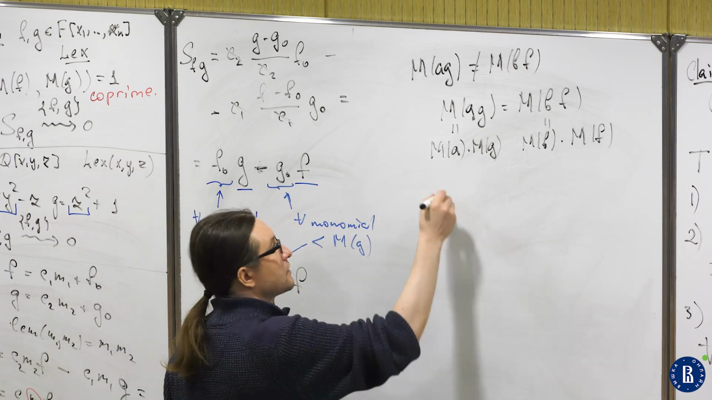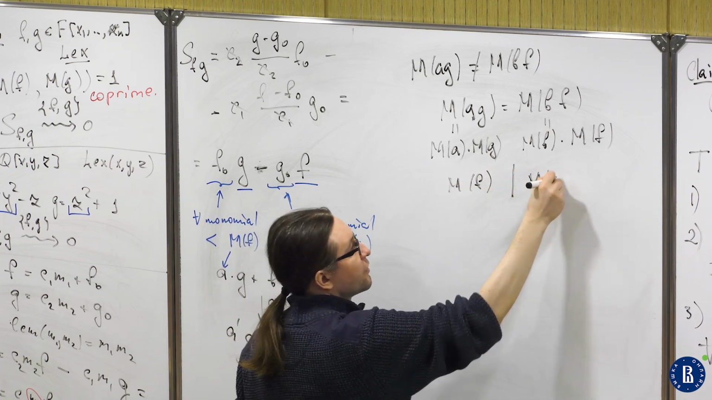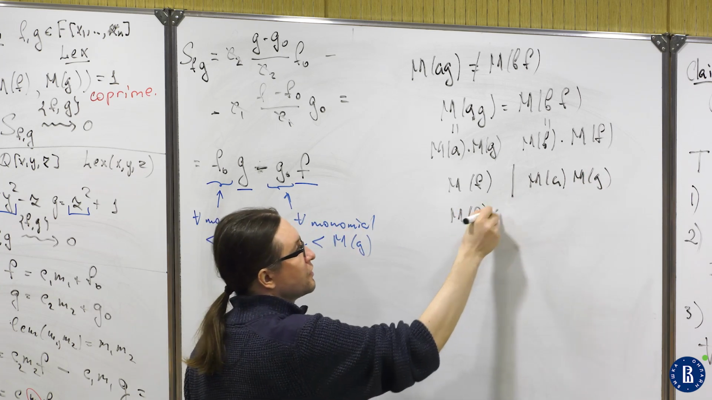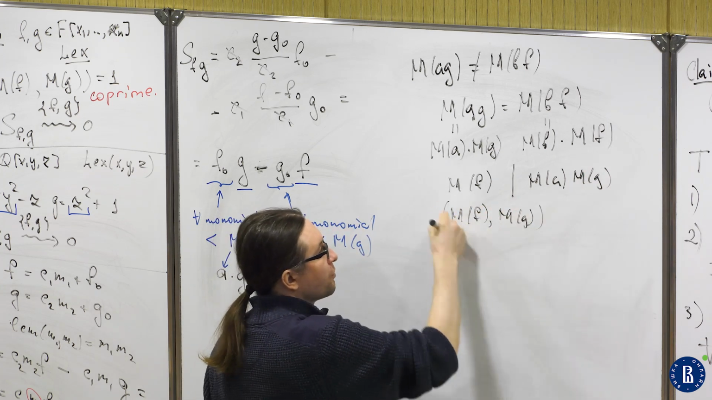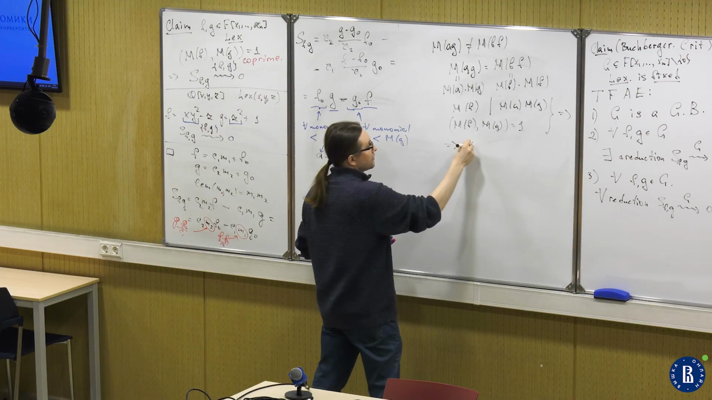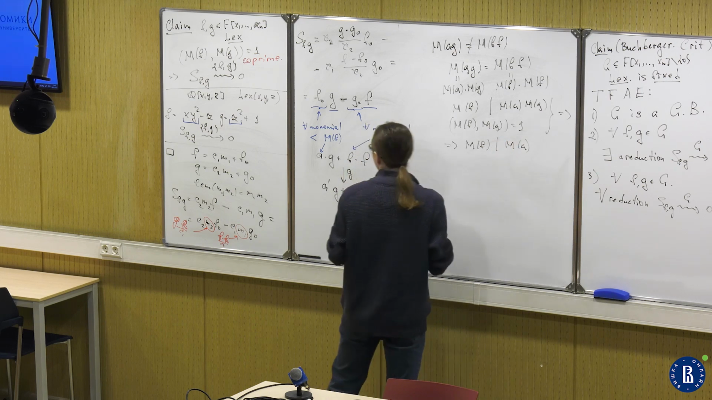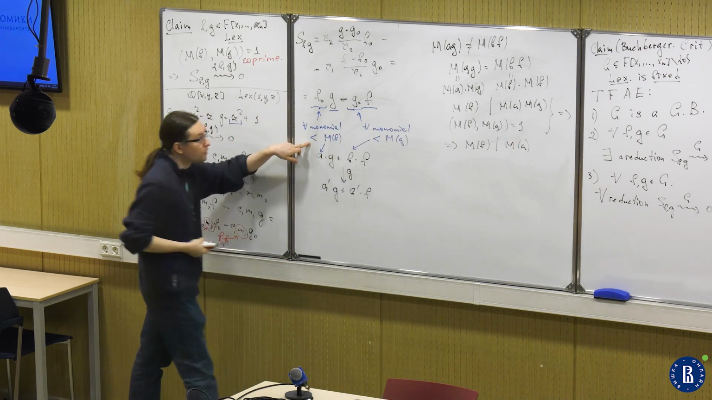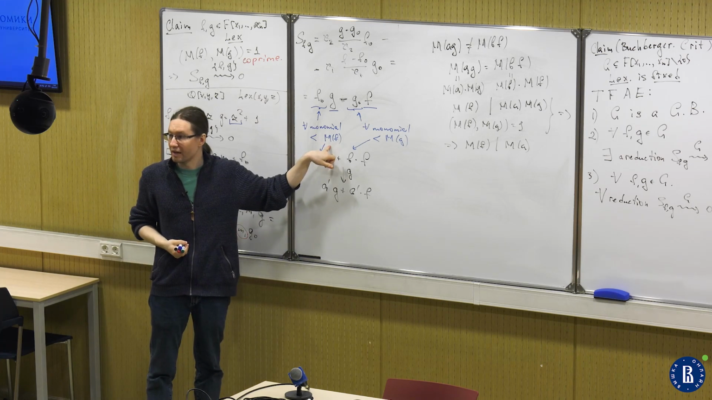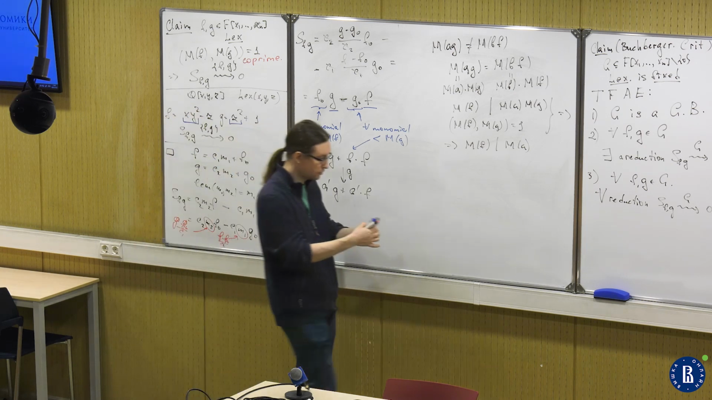So since the leading monomial of F divides this product, and these two leading monomials are coprime, we see that the leading monomial of F divides the leading monomial of A. But all the monomials of A are strictly smaller than the leading monomial of F. So it's impossible. This is a contradiction.